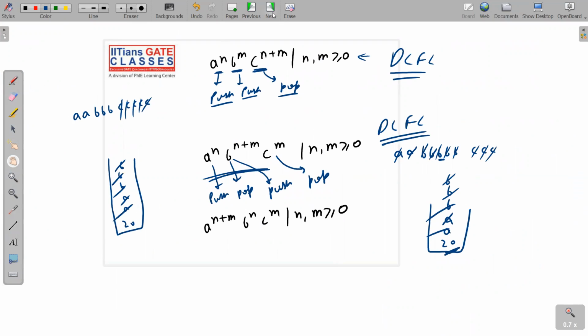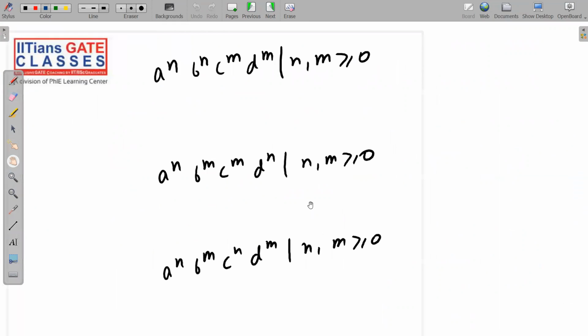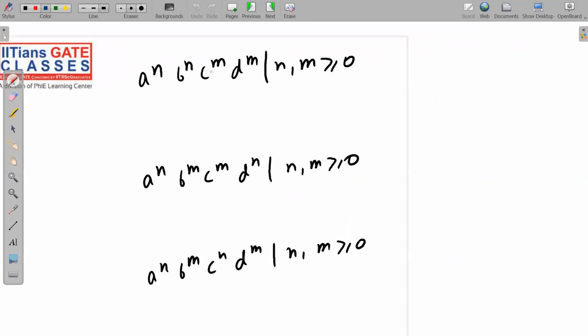Okay, so I'm jumping to the next slide. See here, a^n b^n c^m d^m. So again, very, very simple. We will push this A and from B, we will do pop. That means cutting. Now c^m d^m. So that means what? For C and D, there is no relationship with A, B.